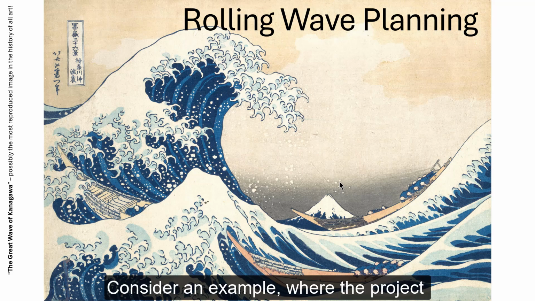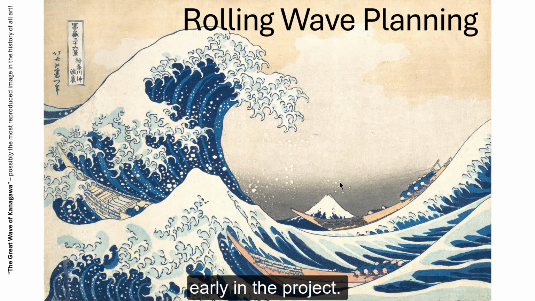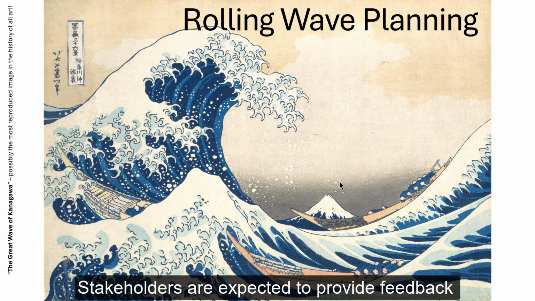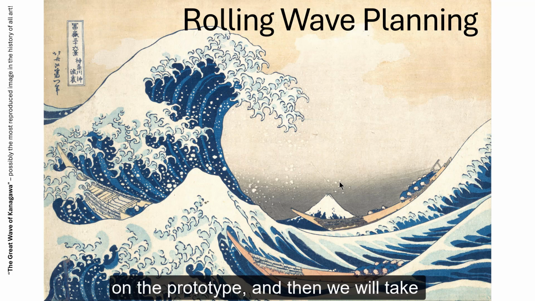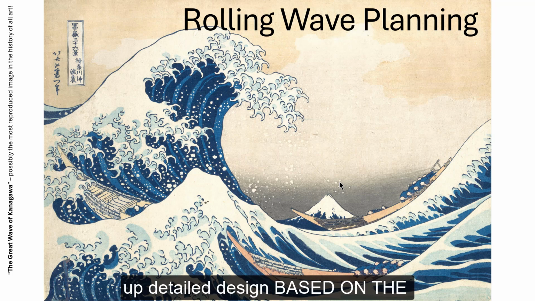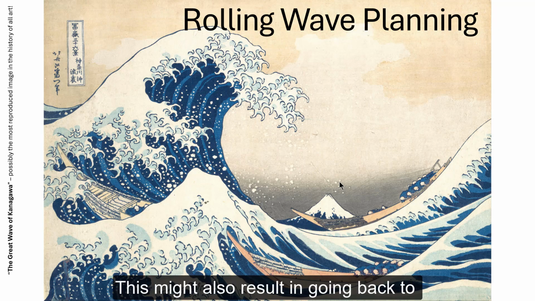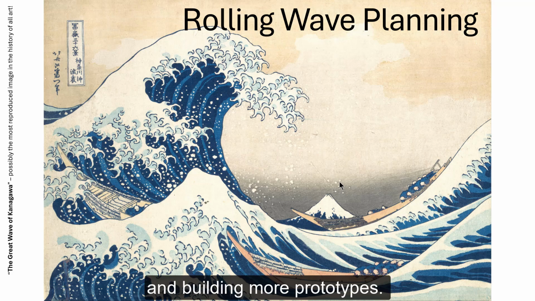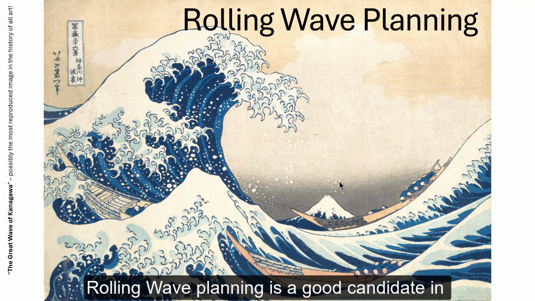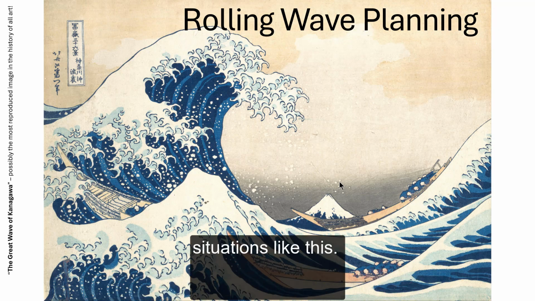Consider an example where the project involves the development of a prototype early in the project. Stakeholders are expected to provide feedback on the prototype, and then we will take up detailed design based on the feedback and execute the project. This might also result in going back to the design board again and building more prototypes. Rolling wave planning is a very good candidate in situations like this.